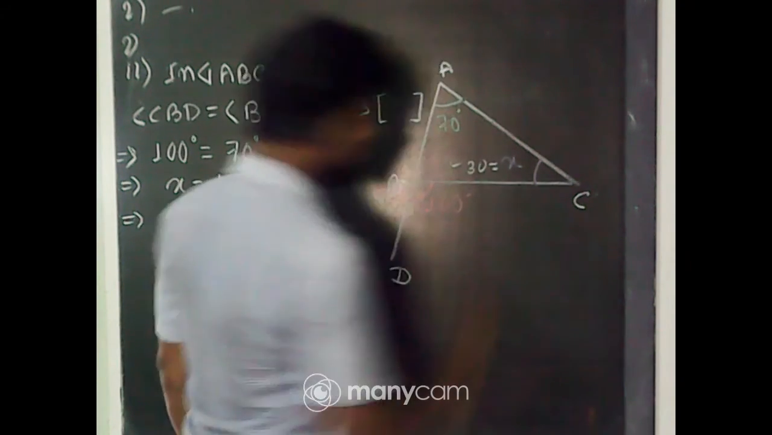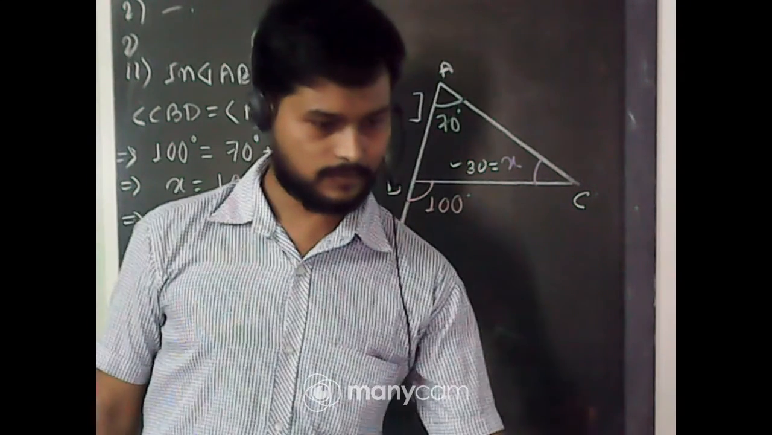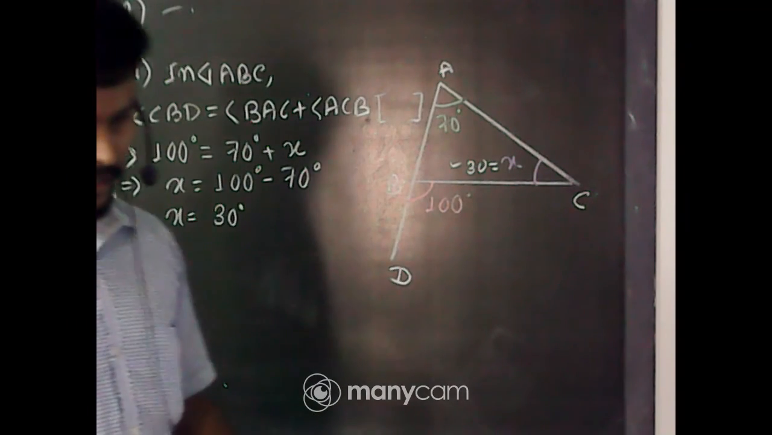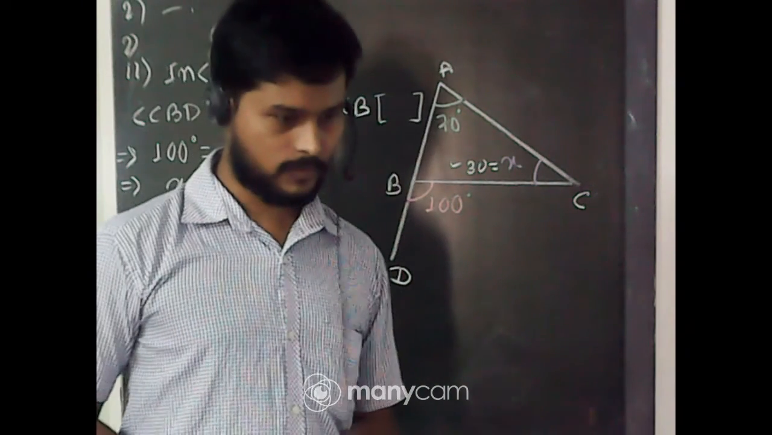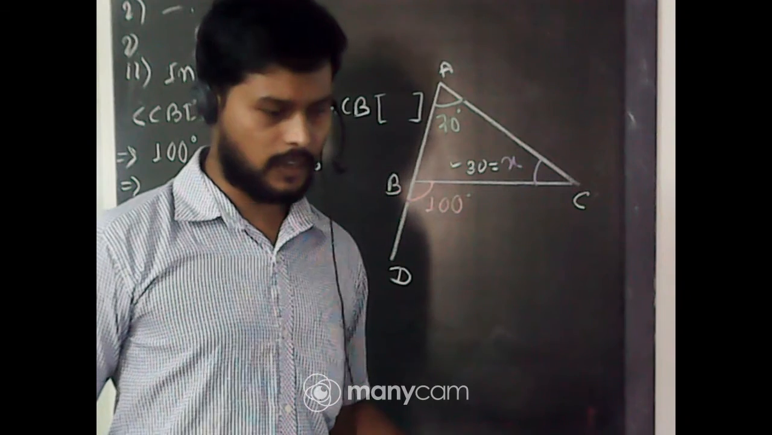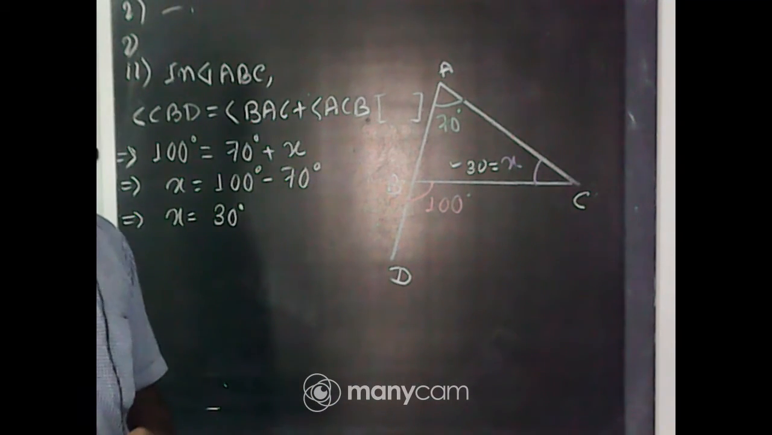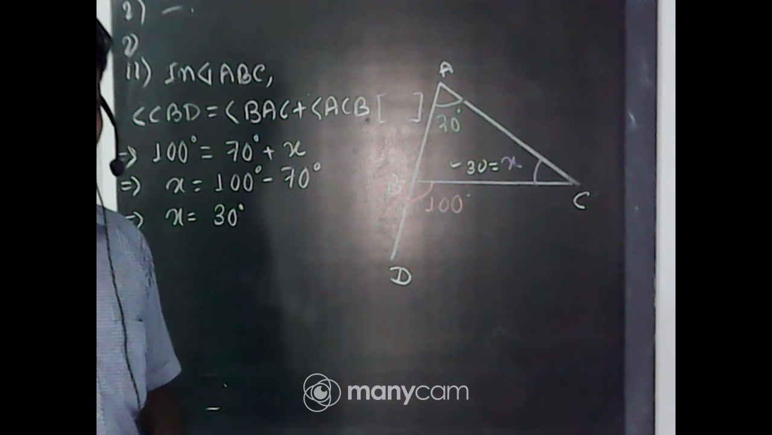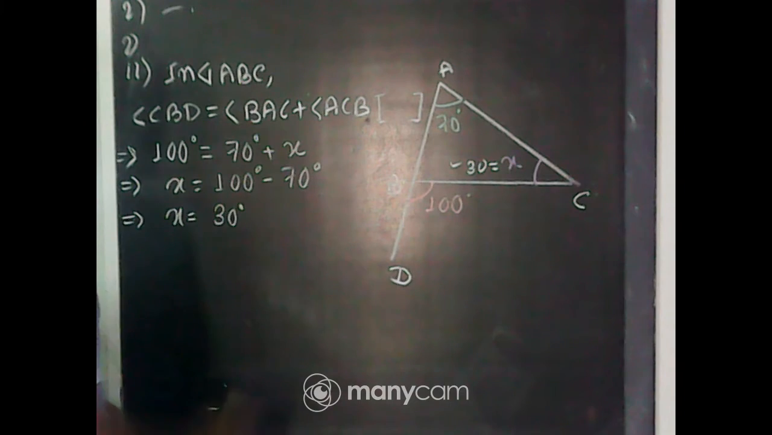So 30 degree is the answer. The sum of the interior opposite angles is equal to the exterior angle. Very good. Okay, clear? Any doubt? Yes, 30 degree is the correct answer. Any doubt from your side? No. Okay, then we'll move to the next question.